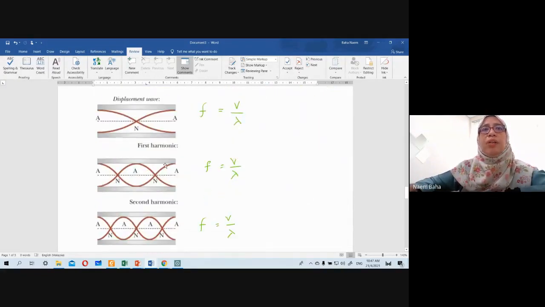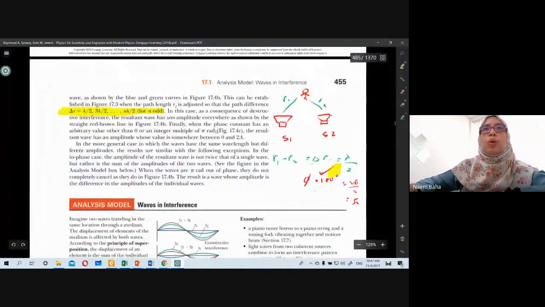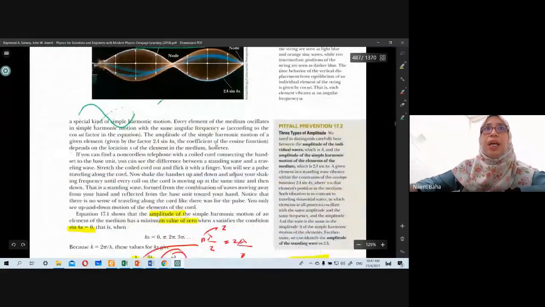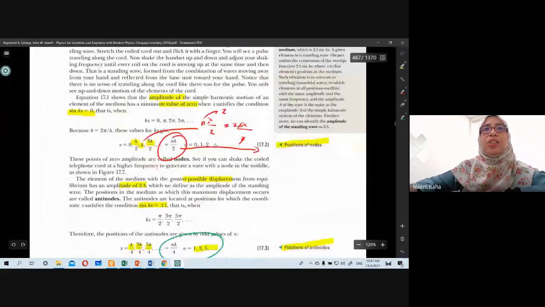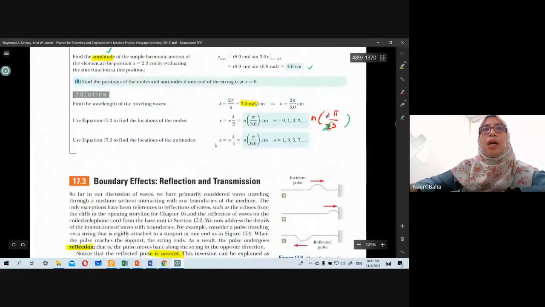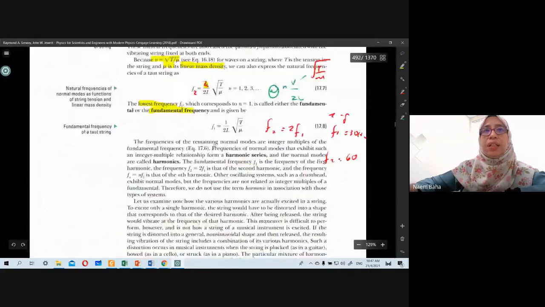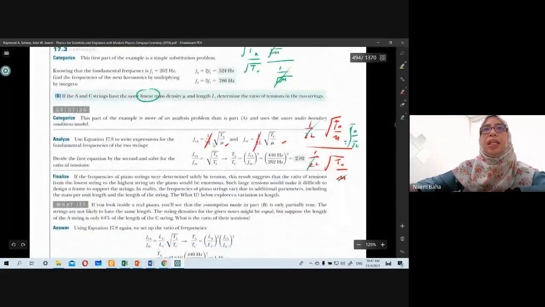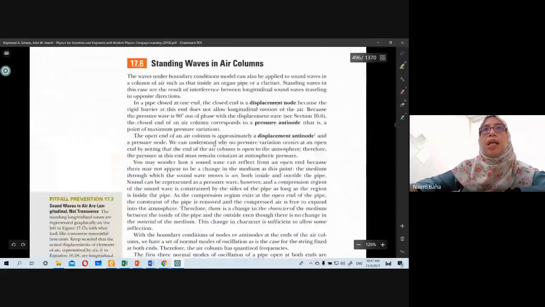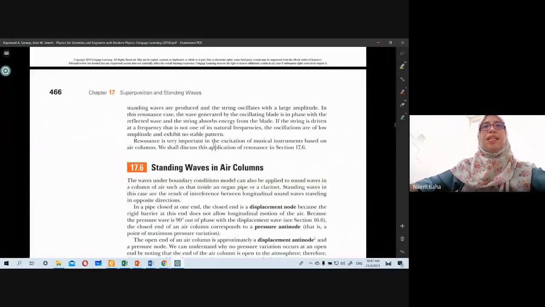All right. Now, today's version, this is where we are going. We are going to look at resonance in air tube and as well, not resonance, what we call beat. All right, let's have a look at resonance in air tube. Standing wave in air column. So I am now at page 466.